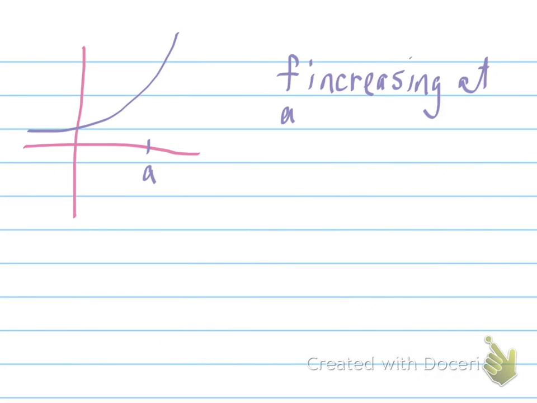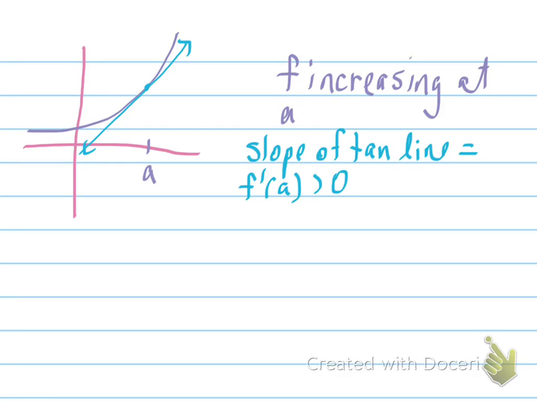So here is an example of a function that is increasing at a. Now notice if I draw the tangent line at a, the slope of that tangent line is positive. Well, the slope of the tangent line is, in fact, the derivative, so that means the derivative is positive. And notice I could go the other way. If I had a function whose tangent line had a positive slope, then that would be an increasing function.